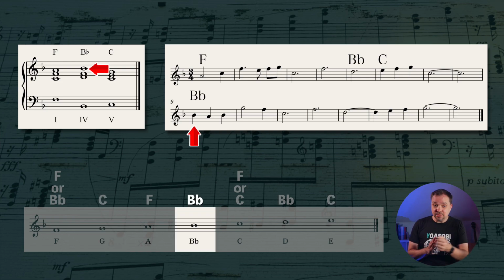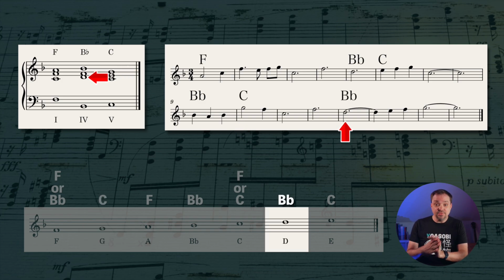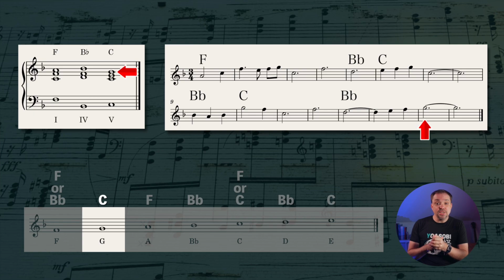This B flat gets the B flat chord, the G gets C major, this D gets a B flat chord again, and notice that it carries into the next bar. Since B flat is our only major triad that works, we're going to have to keep that chord. And the final G gets a C major chord, also for 2 bars.